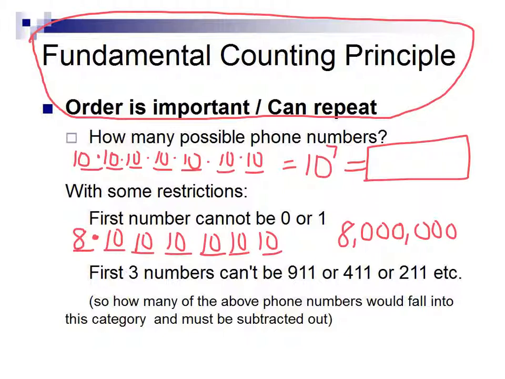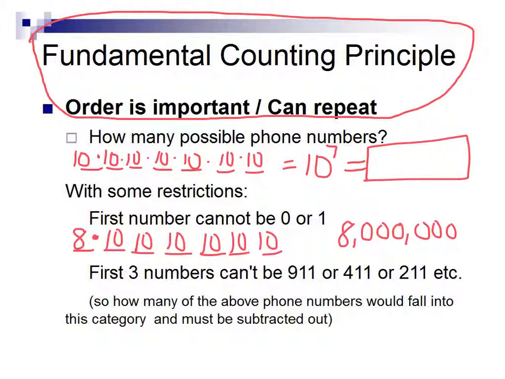211 is like a volunteer hotline, and really they've pulled out anything 11. 511, 611, any of those are not allowed. So of these 8 million phone numbers that I've got, how many of them are going to end up being a 911 or a 411 or that kind of thing? How many different phone numbers start like that?